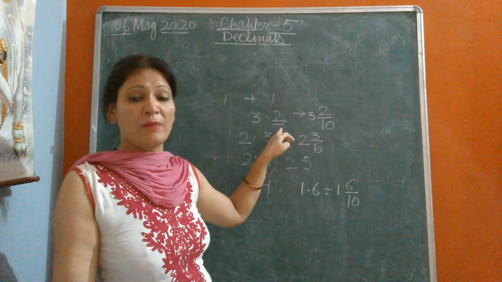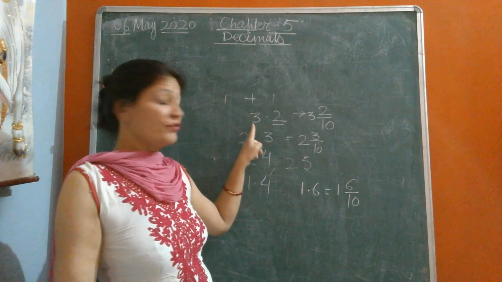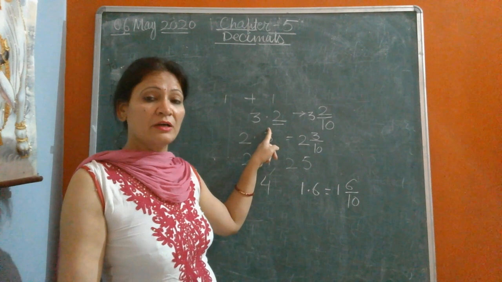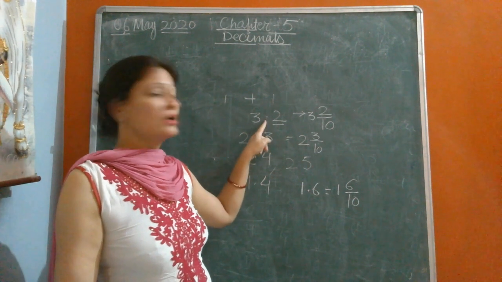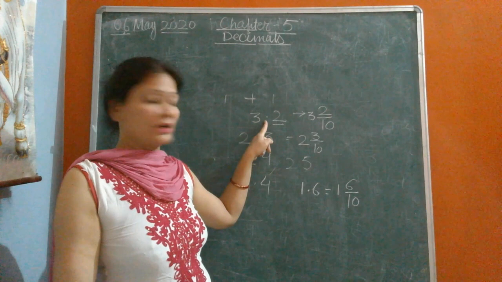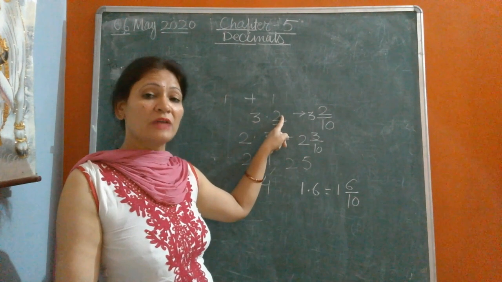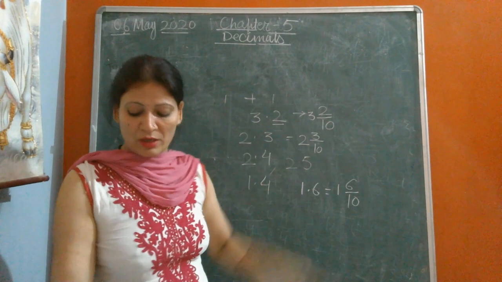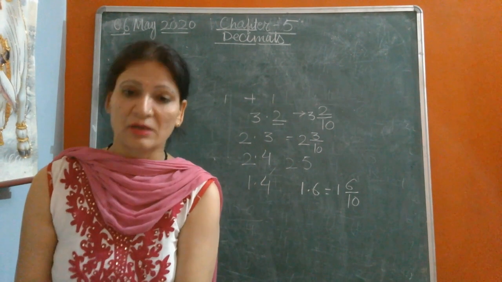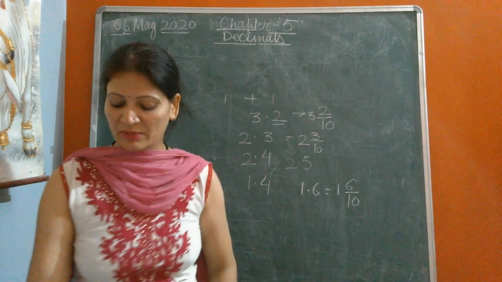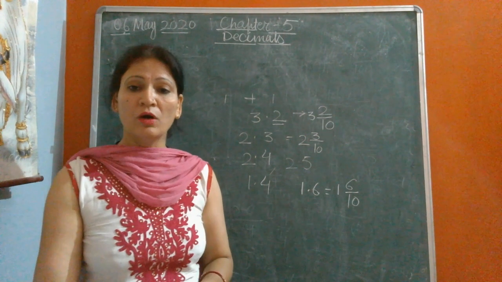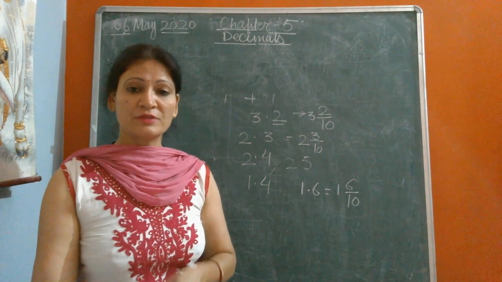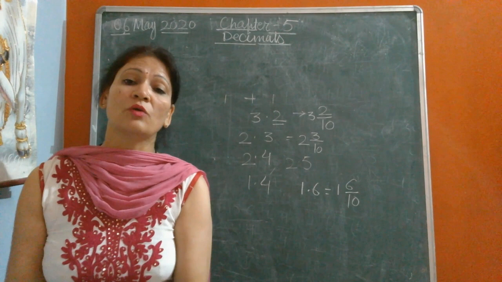It is called decimal part. I am repeating again. The part on the left hand side we call the whole part of the decimal, and it is called point. The numbers on the right hand side we call the decimal part. Now convert a fraction into a decimal. Count the number of zeros in the denominator.